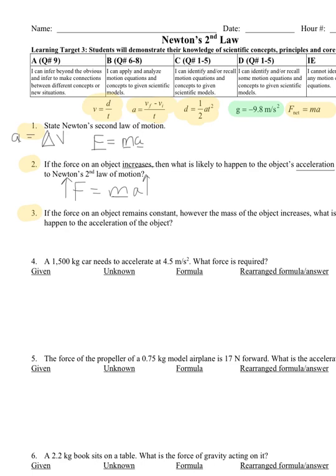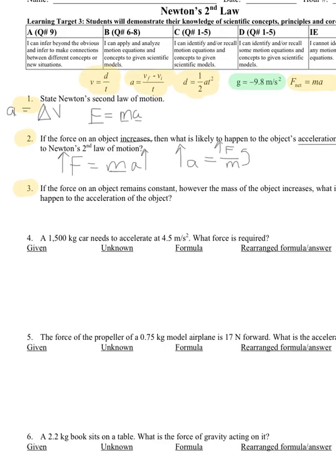Or, better yet, if we write it like this, A is equal to F over M, which is just another mathematical way of writing it out. If our F increases and our M stays the same, that means our number in the numerator increases. That means our M can go into F more times, and that means our A will increase. So as force increases, so does acceleration.